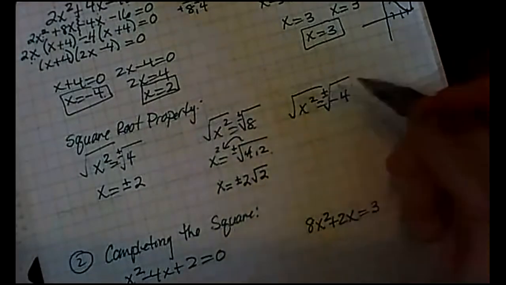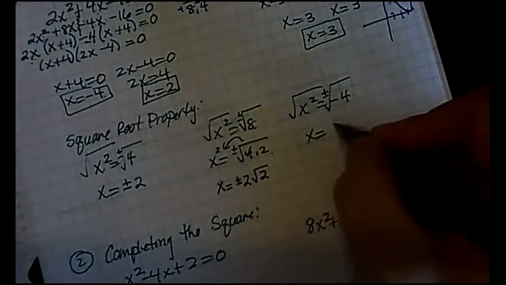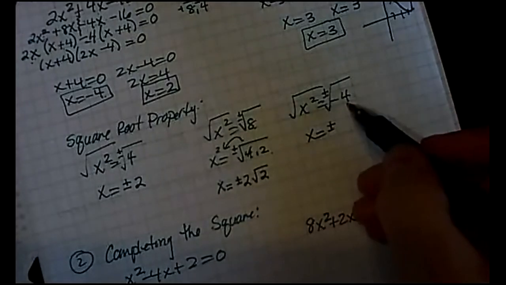Now we've got this negative. Remember the negatives here? So we're going to use complex numbers. Here, x is equal to a plus or minus, and what is the square root of negative 4?